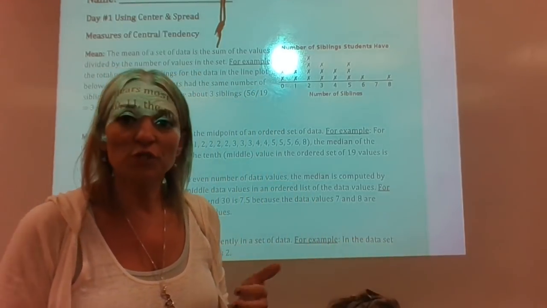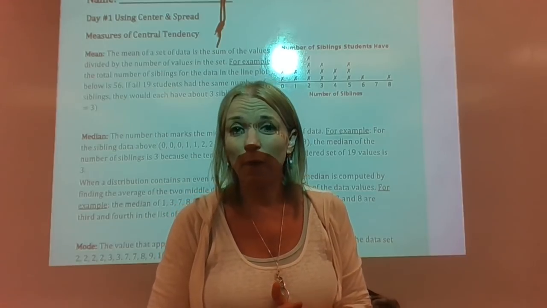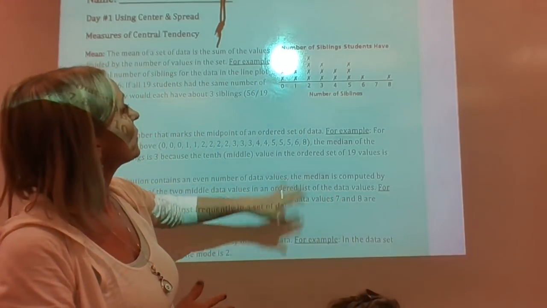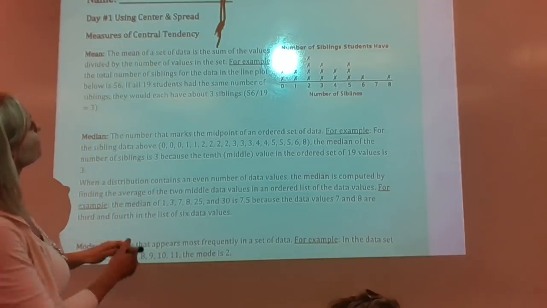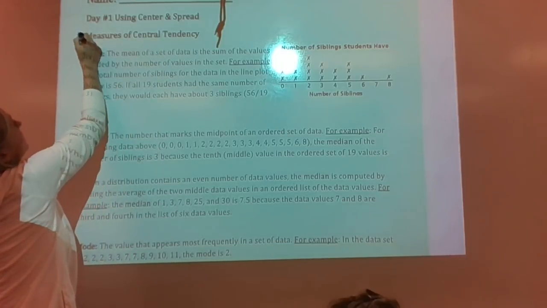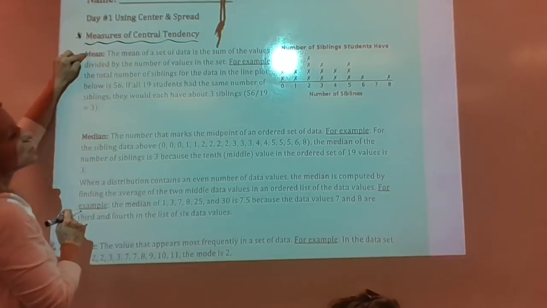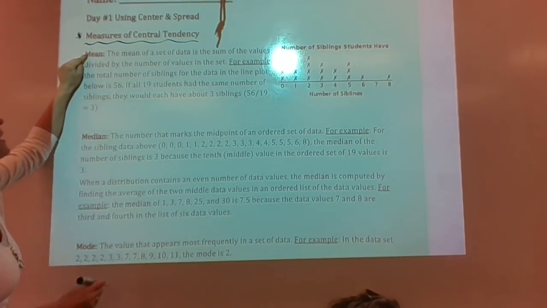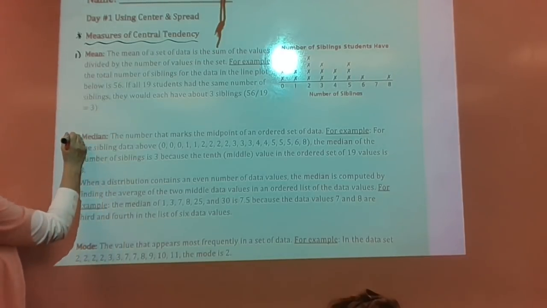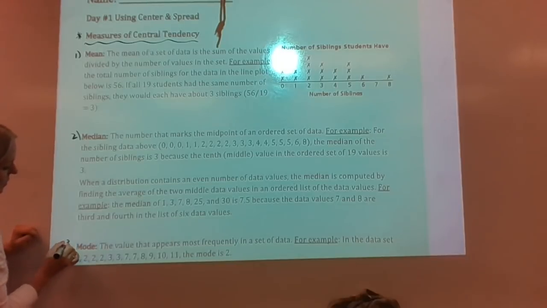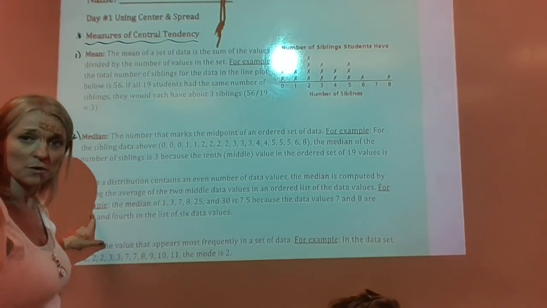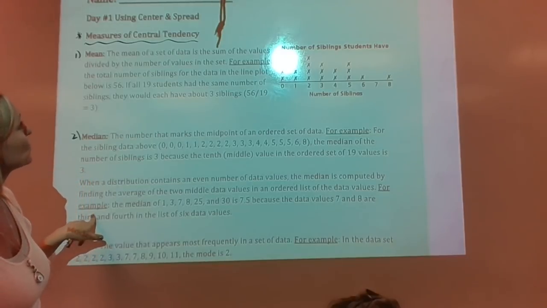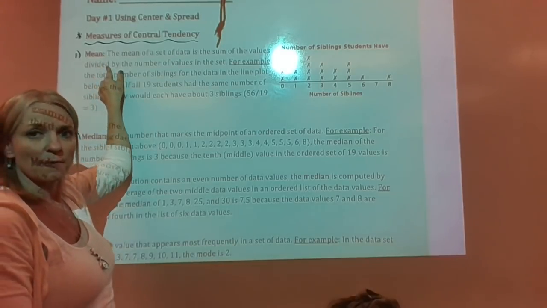All right, so first your measures of central tendency. I bet you've probably learned these before, so let's take a look at what those are. There are three measures of central tendency we're going to learn about. We have mean, we have median, and we have mode. Again, you're probably familiar with these, but let's review what they mean.